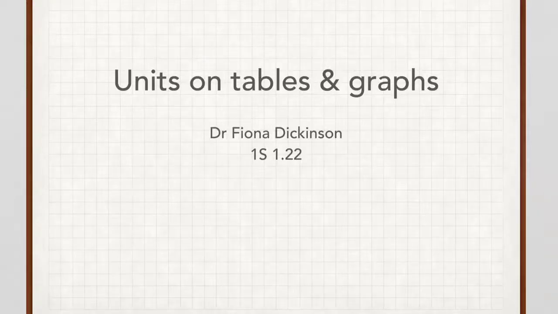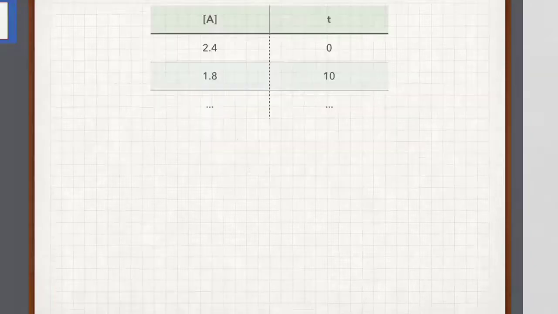So this is just a little recap on how we're supposed to present units on tables and graphs. Here I have a table with a few numbers in it, and I've got my variables. This is looking at how the concentration of something changes with time. The big issue here, though, is that I haven't got any units on it.